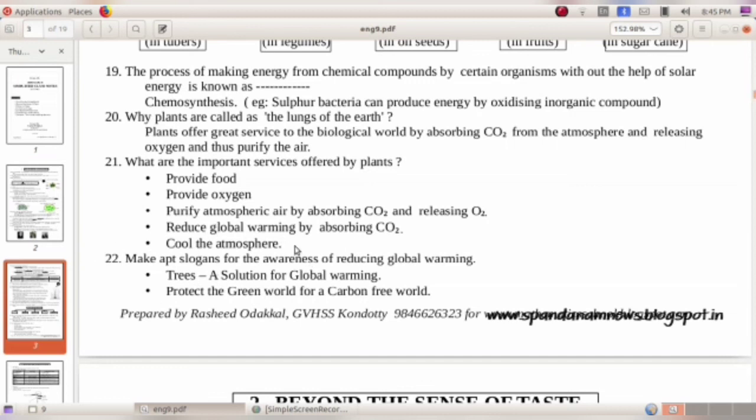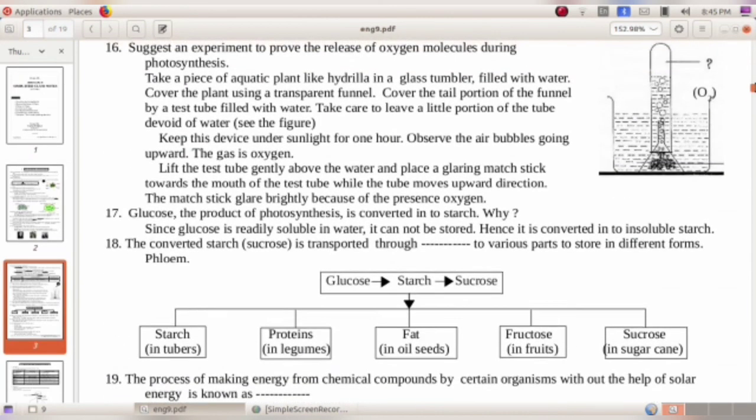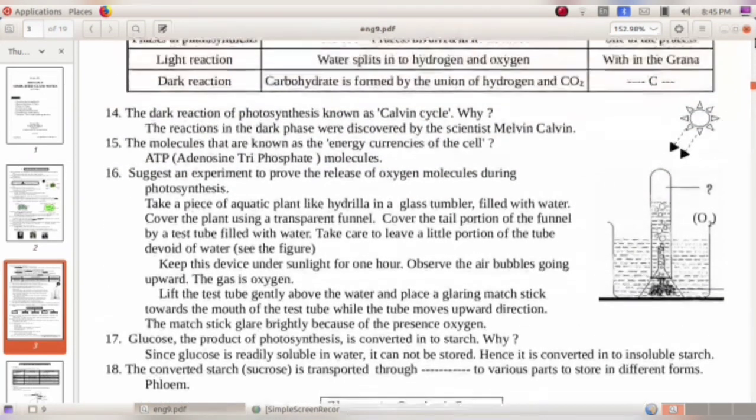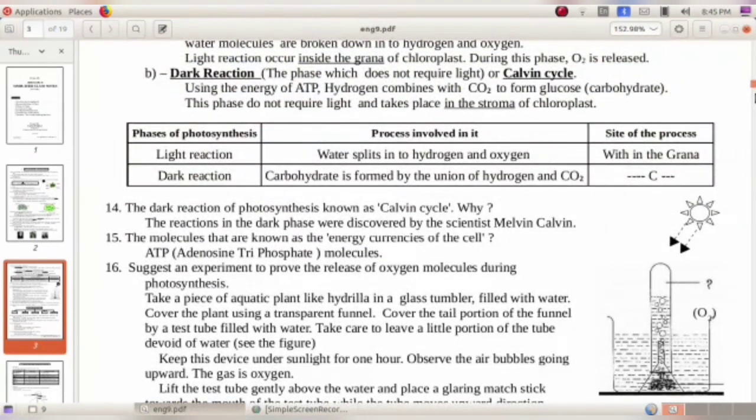These are the important points of the first unit. Complete the notes and prepare for a unit test for the next week.